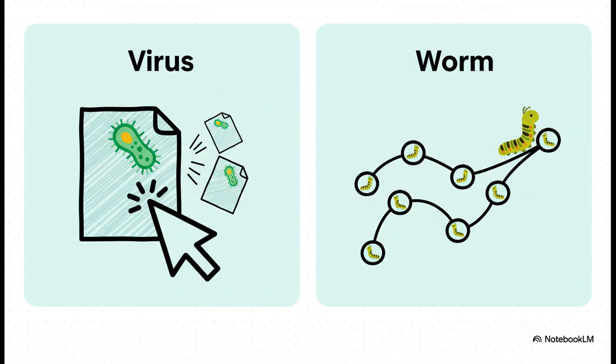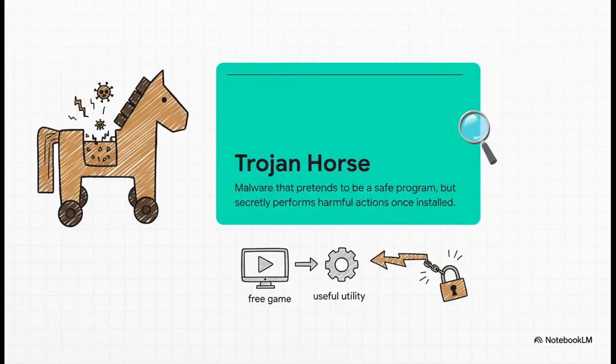A virus is a parasite. It has to attach itself to a host file. It can only spread if you do something, like open an infected attachment. A worm, on the other hand, is independent. It's a standalone program that can copy itself and just spread across networks automatically, exploiting security holes with zero human help.